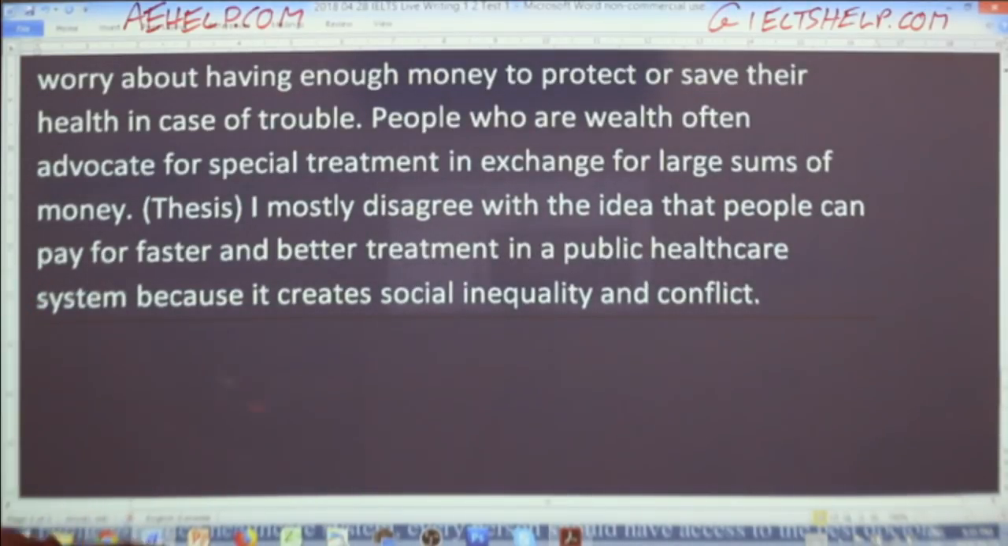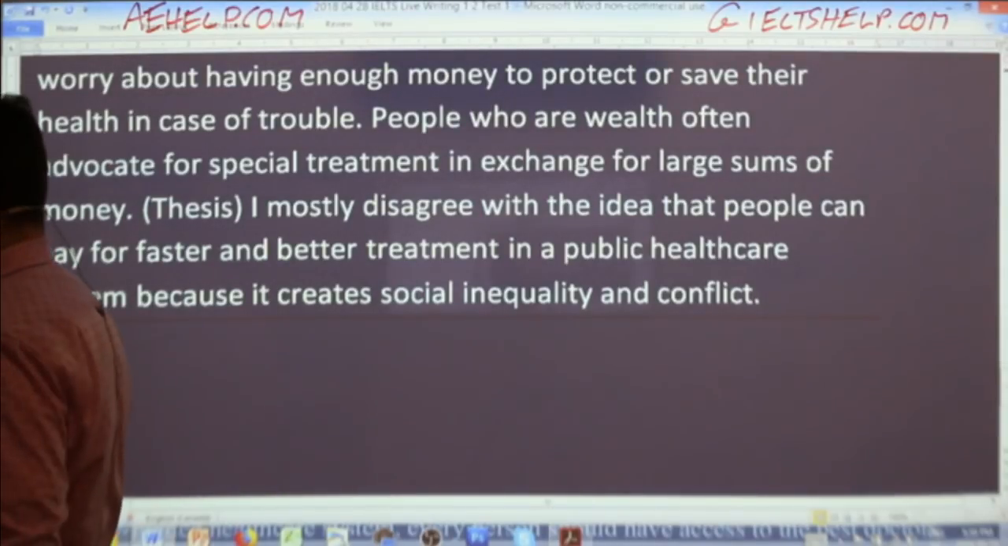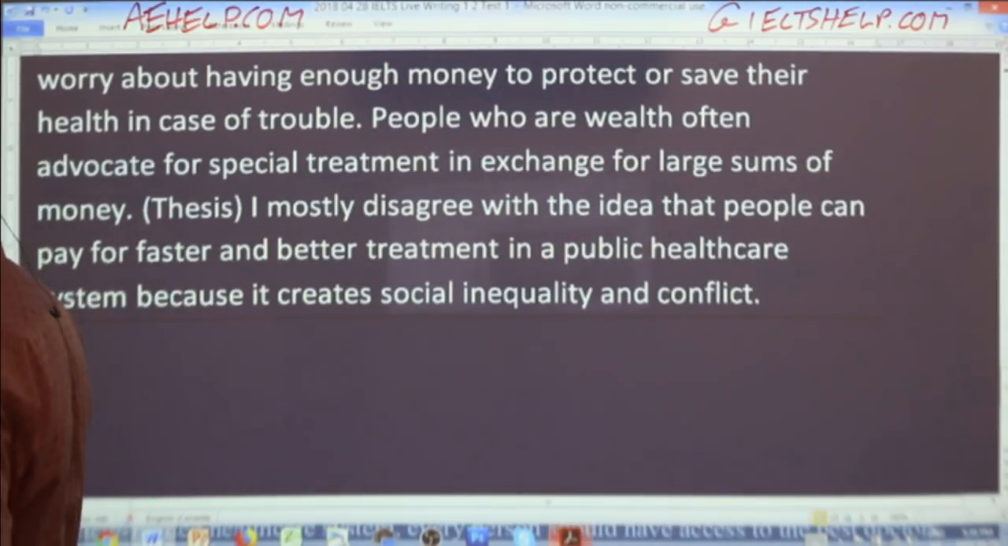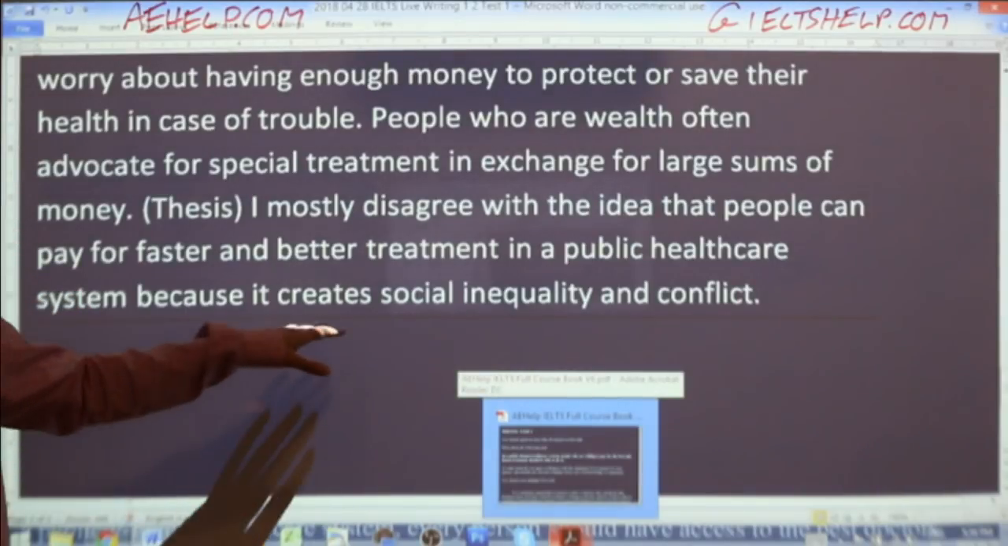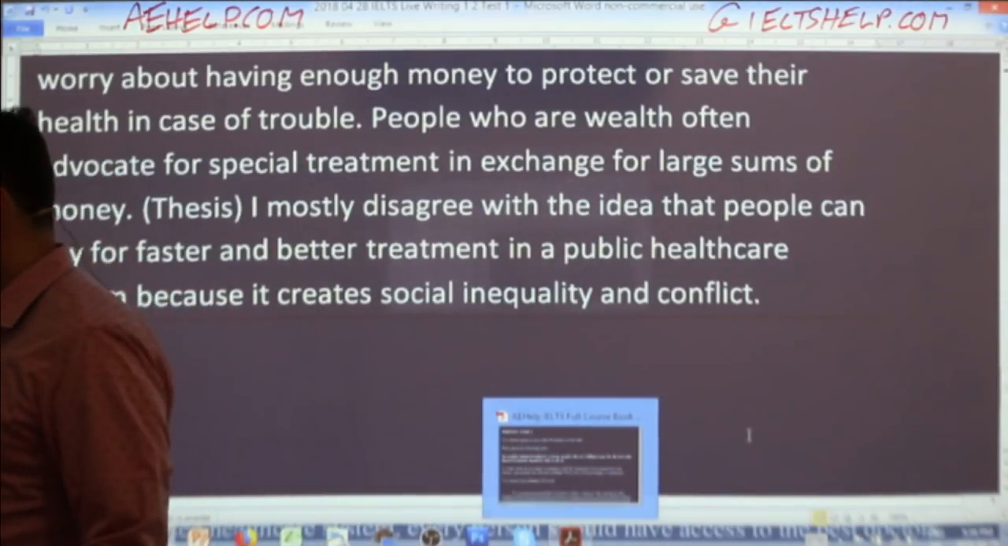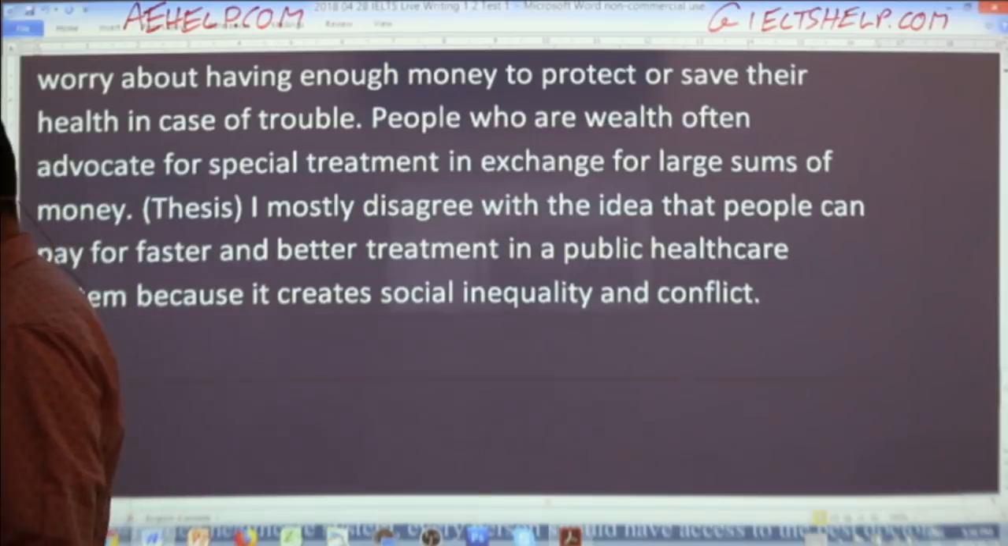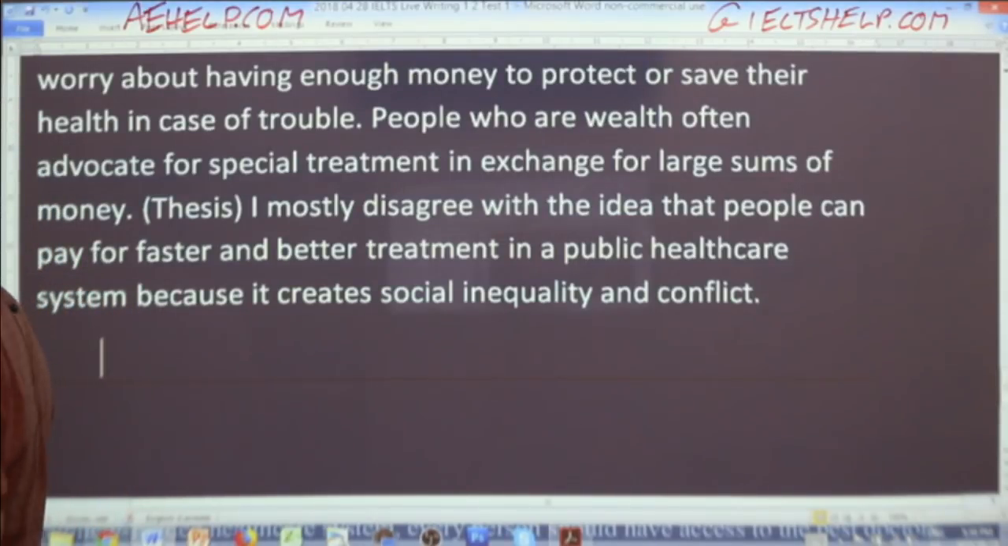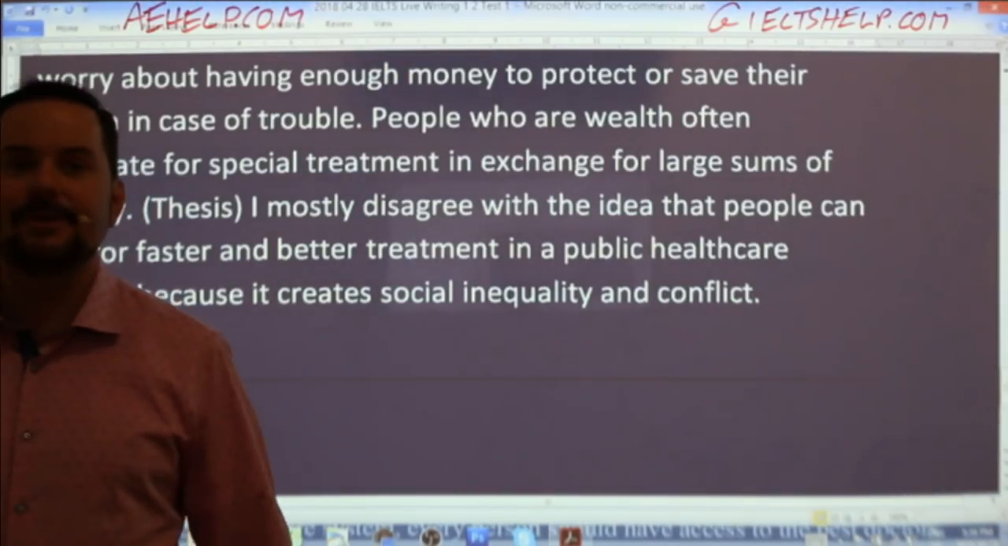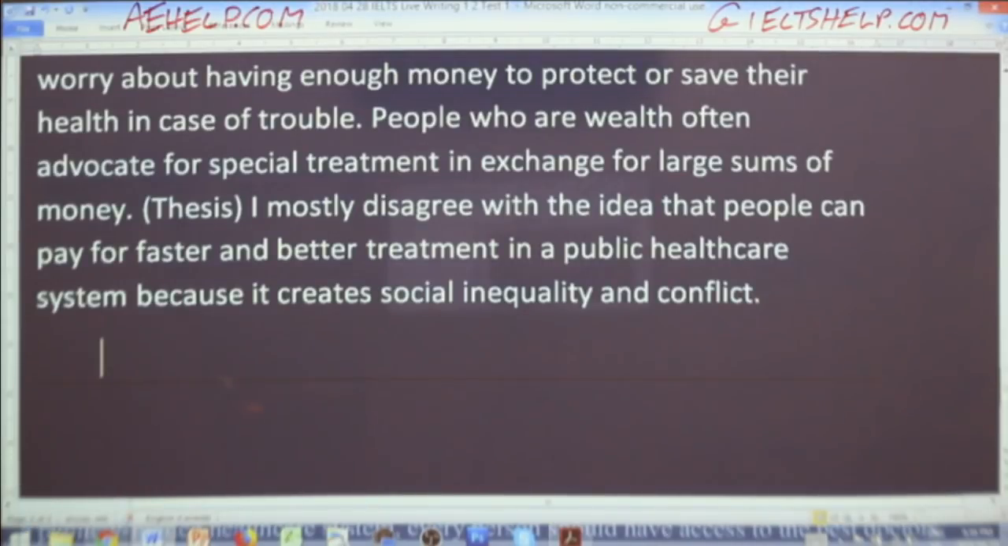I mostly disagree with the idea that people can pay for faster and better treatment in a public healthcare system because it creates social inequality and conflict. All right? So, first thing I need to do is now write my body paragraph based on the idea of social inequality. So I jump a line and I like to indent because it makes it very clear for the examiner that this is a new paragraph for me.